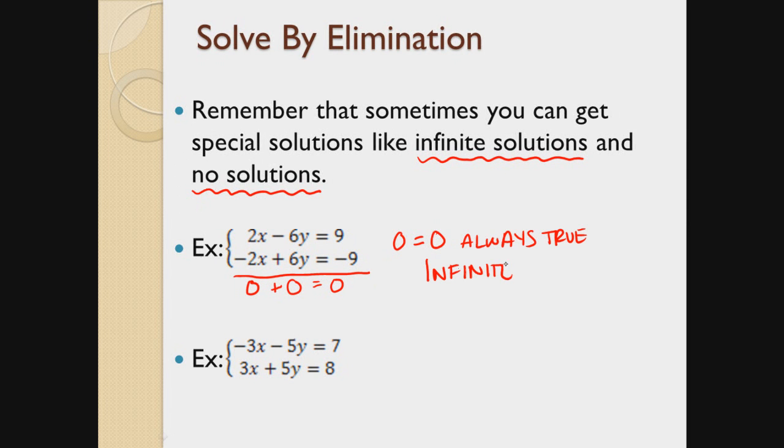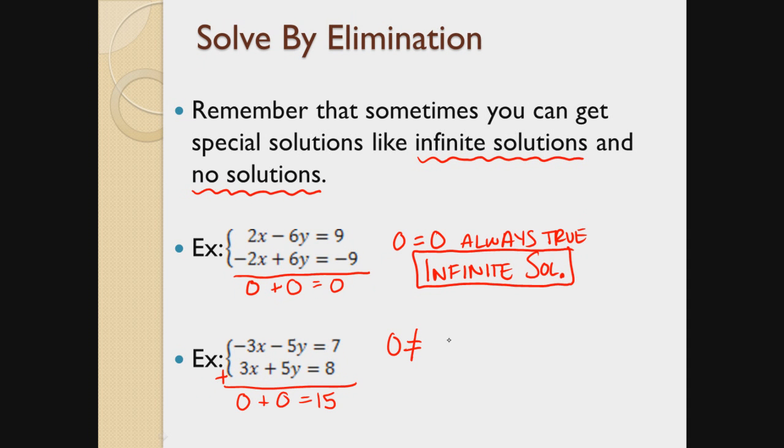infinite solutions, because 0 will always equal 0, which means infinitely. If we look at the second example, when we add these two equations together, negative 3x plus 3x would make 0. Negative 5y plus 5y would also make 0. But this time it equals 7 plus 8, which is 15. 0 does not equal 15. That is never true. So this time the answer would be no solution.